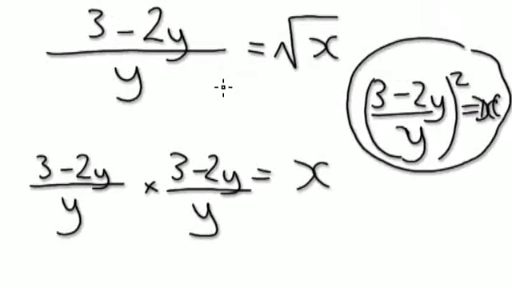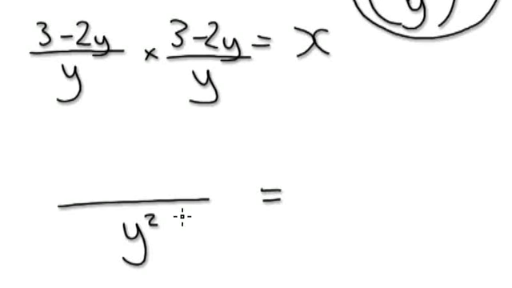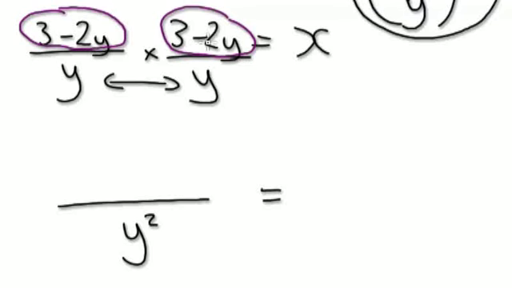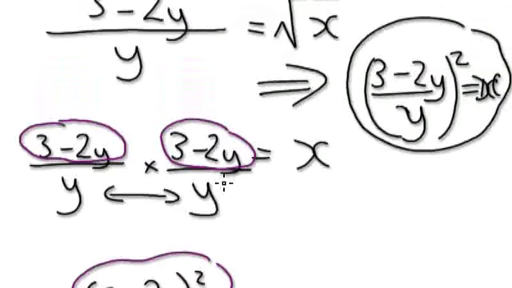When you're here, you're pretty much done. You can leave it as this, but I just want to tidy it up. So here, top times top, bottom times bottom. This bit here will be y squared. This bit here, just leave as a bubble, a bubble multiplied by itself, so it's (3 minus 2y) squared. So now you've got one thing above another thing. So x is now the subject.